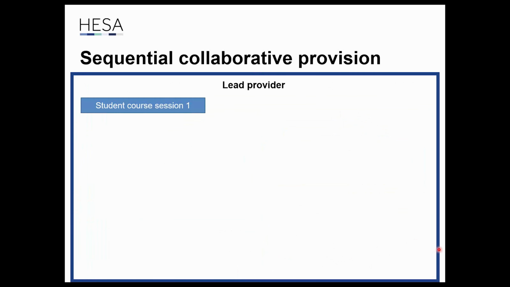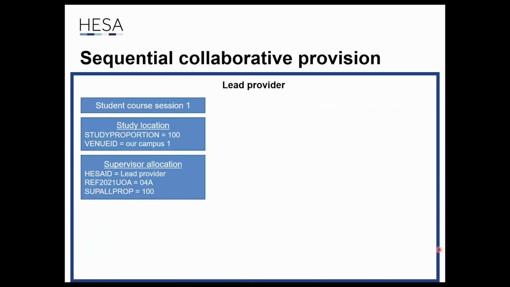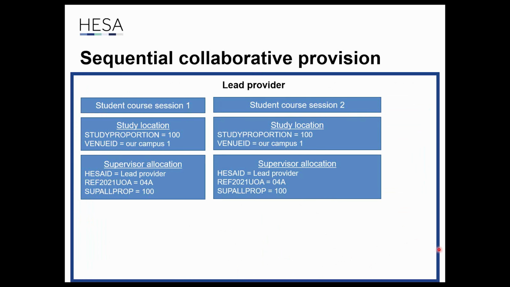Then moving on to the student level data for the lead provider. This is the second year of the student, but the first year at the lead provider. So you're returning a student course session, which will be 1 for the lead provider, although it's the student's second year. You return the relevant location and the relevant supervisor allocation, and you do the same for the second year.